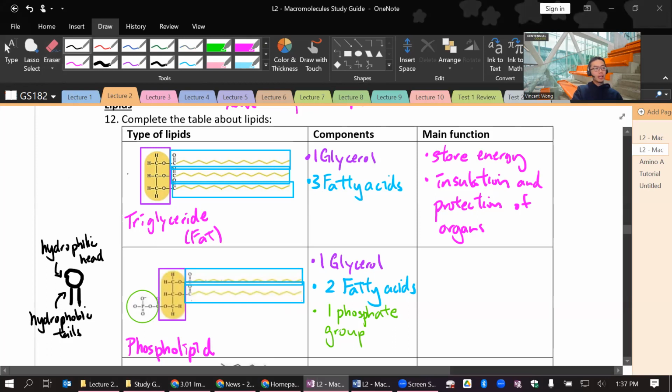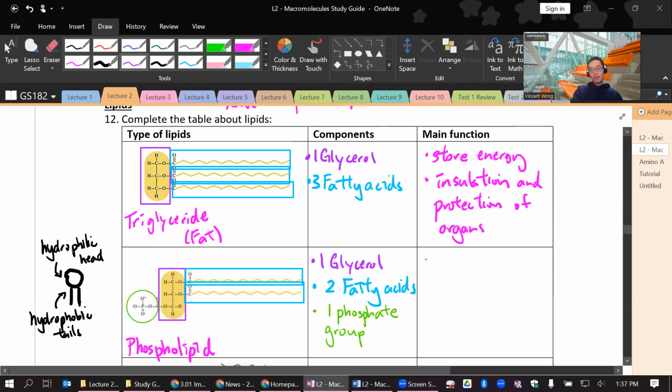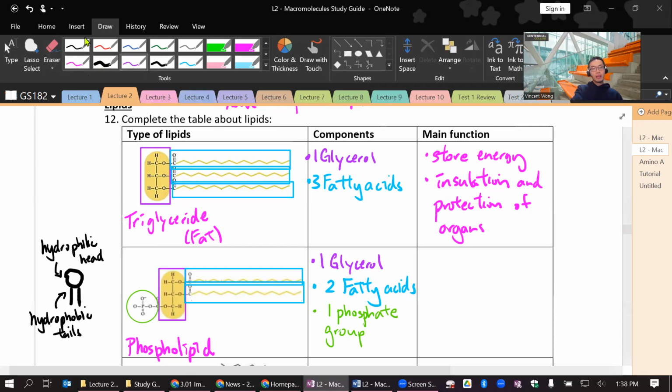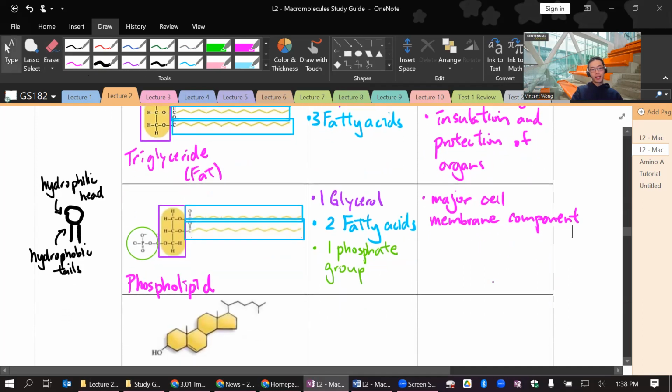That gives it a very special property, which actually makes it perfect to be a major cell membrane component. Your cell membrane is made up of two rows of these things. More on that next class.